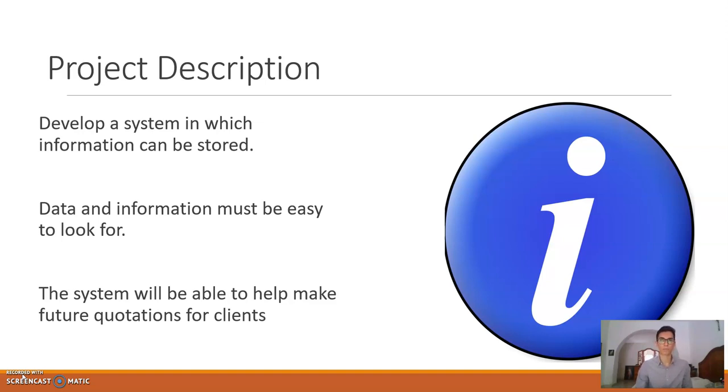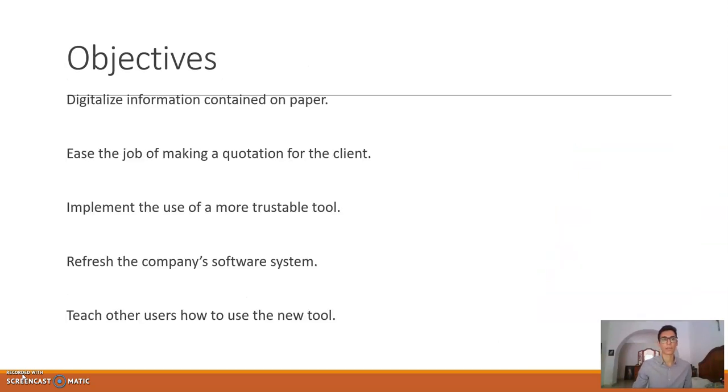This system must include the delivery dates and the product description. So the principal or main objectives are to digitalize the information contained on spreadsheets of paper. The other objective is to ease the job of making a quotation for the client, as we have said. Implement the use of a more trustable tool, refresh the company's software system, and teach other workers how to use the new tool by giving them class and make a user manual.